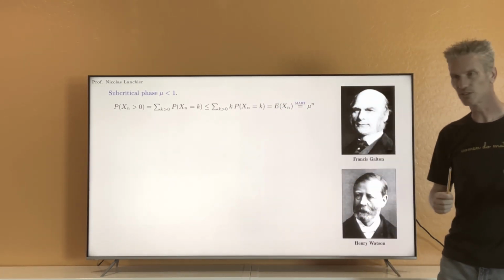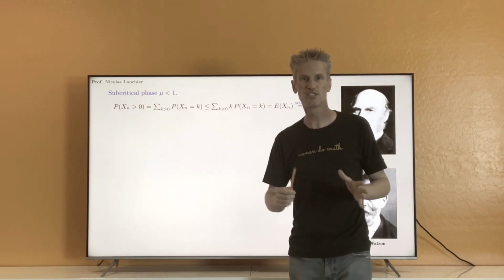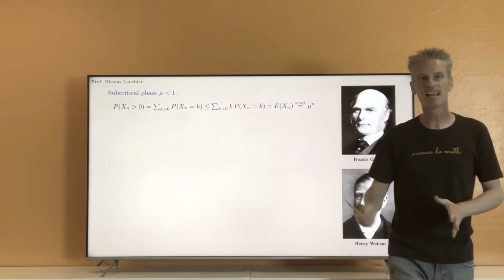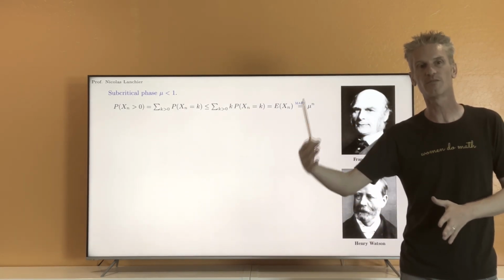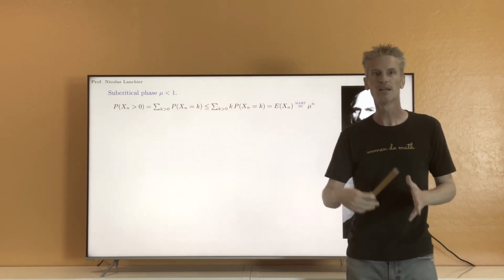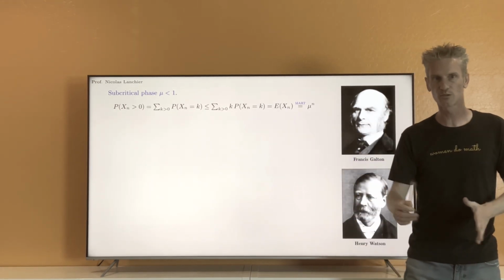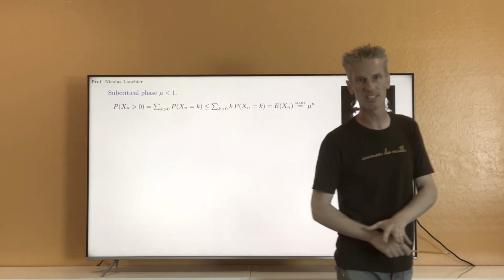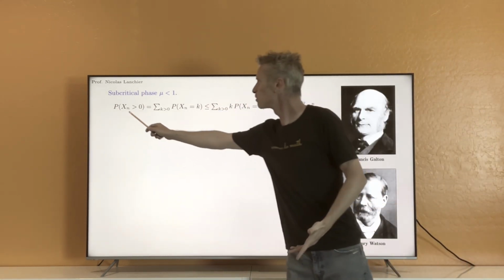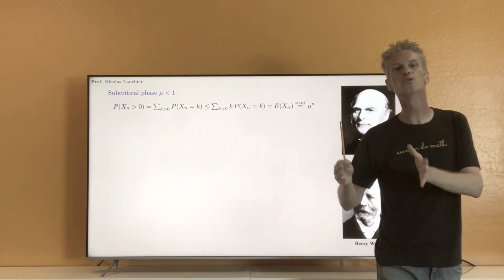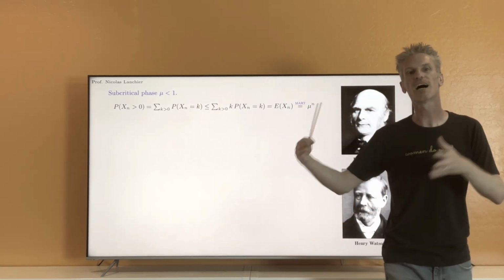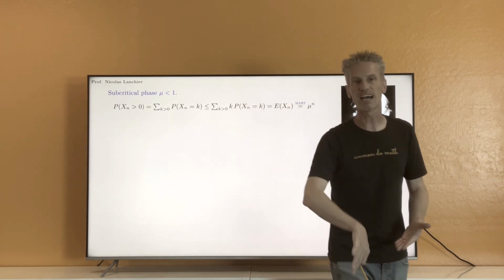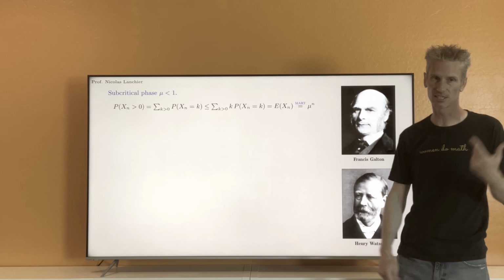I remind you that Markov's inequality tells you that the probability that a positive random variable is larger than epsilon is less than the expected value of this random variable divided by epsilon. If you do this for epsilon equals 1, in this case you get that the probability that Xn is strictly positive, which is the same as the probability that Xn is larger or equal to 1, by Markov's inequality is less than the expected value of Xn divided by 1, which is just the expected value of Xn.